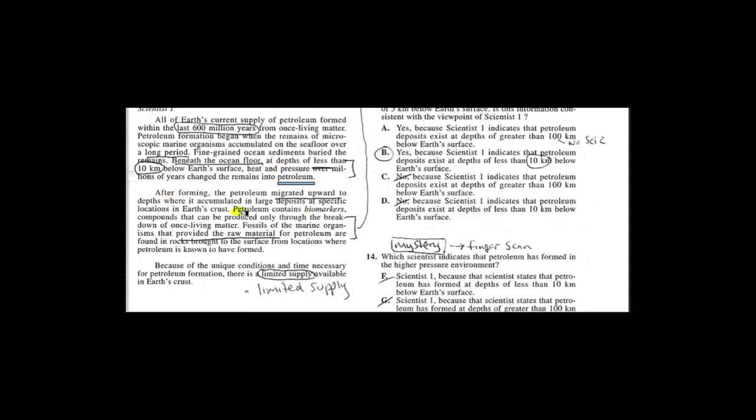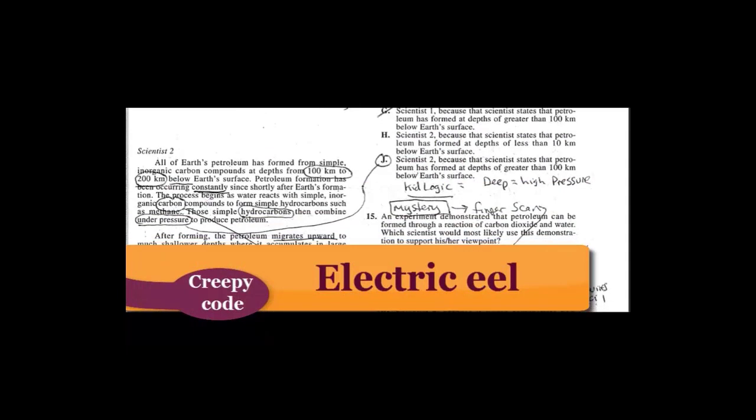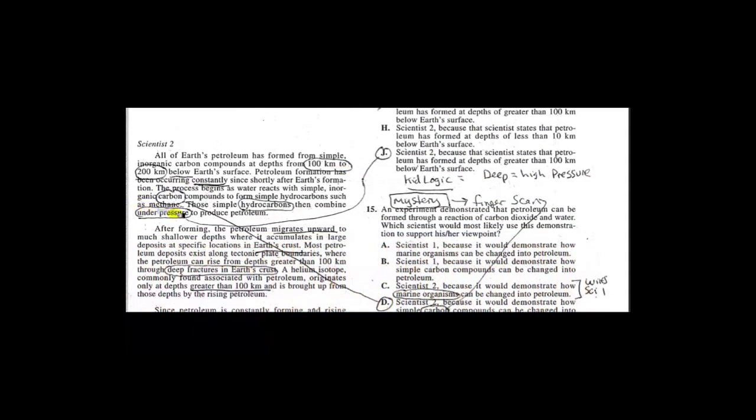Keep going. Pressure, pressure, pressure. We finally get into Scientist 2, and Scientist 2 in paragraph 1 at the bottom says pressure again as well. And it says here, those simple hydrocarbons then combine under pressure to produce petroleum. Now we're in a position where both Scientist 1 and 2 talk about pressure producing petroleum. Let's use some kid logic. Scientist 1 said pressure at less than 10 kilometers, and Scientist 2 says pressure at 100 to 200 kilometers.